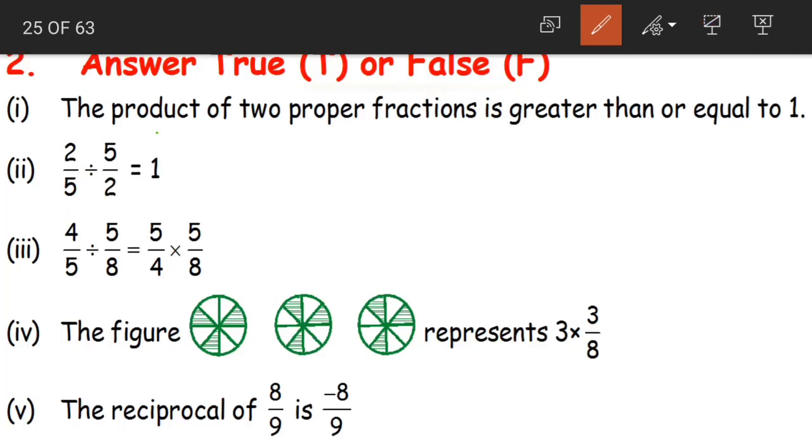What are they saying here? The product of two proper fractions is greater than or equal to 1. Now what will this become? This will become false, because the product of two proper fractions is less than 1. Now the next question is 2 by 5 divided by 5 by 2 is equal to 1. 2 by 5 divided by 5 by 2.